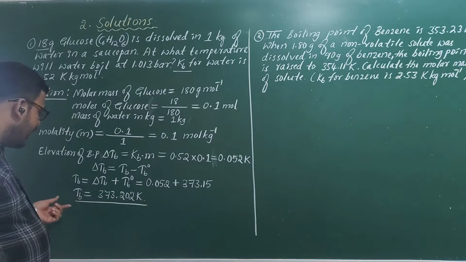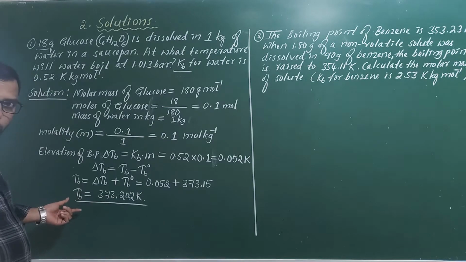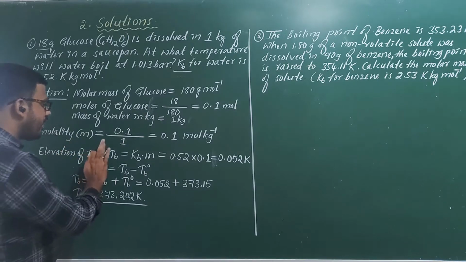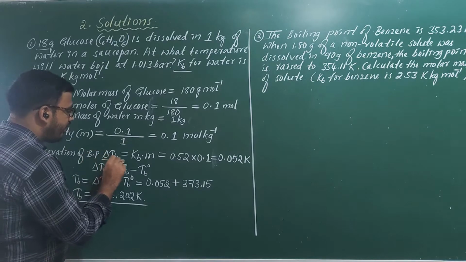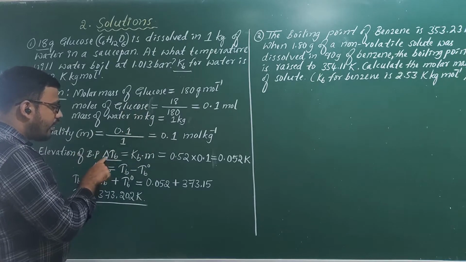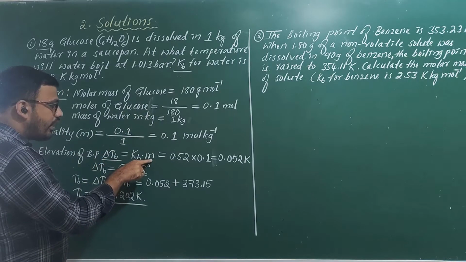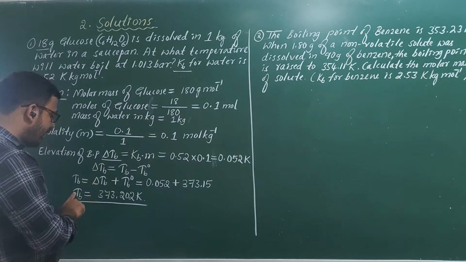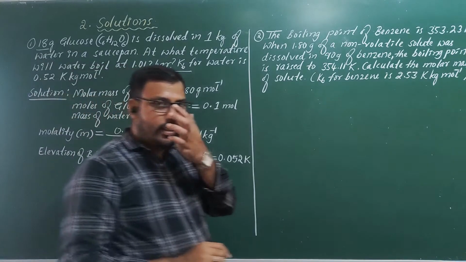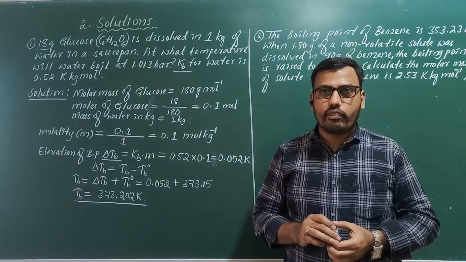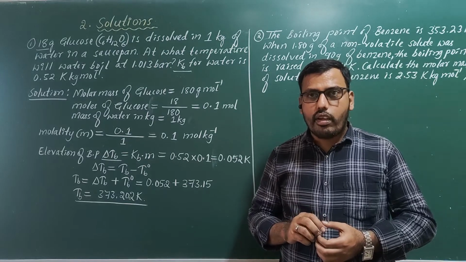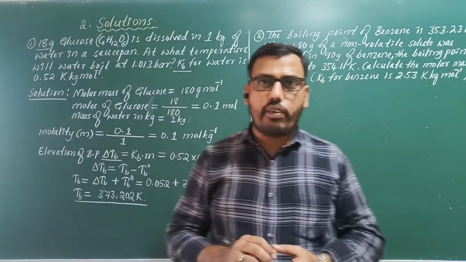So actually our question is to calculate the boiling point of the solution. In order to calculate TB, first we need to calculate delta TB. For delta TB we need molality. So first I calculated molality, then I calculated delta TB by substituting the value of molality, and after that we get the boiling point of the solution, the TB value. So this is the method to solve the problem when the boiling point of the solution or the elevation of boiling point is asked.